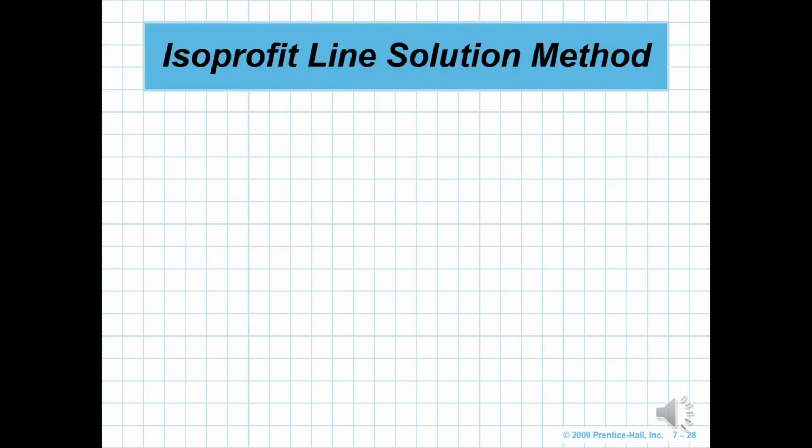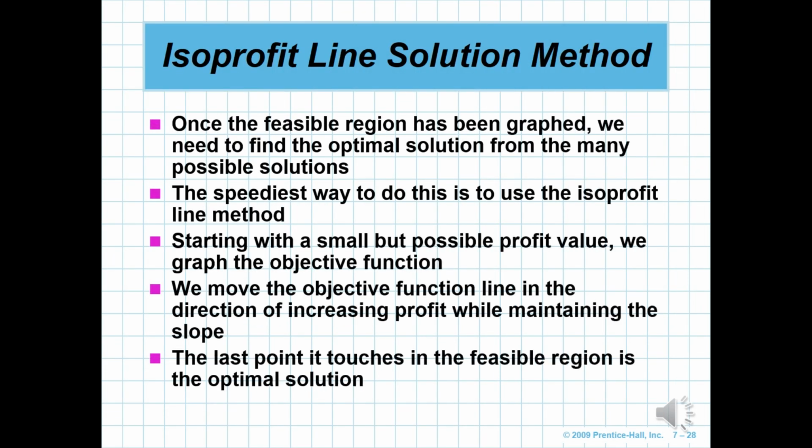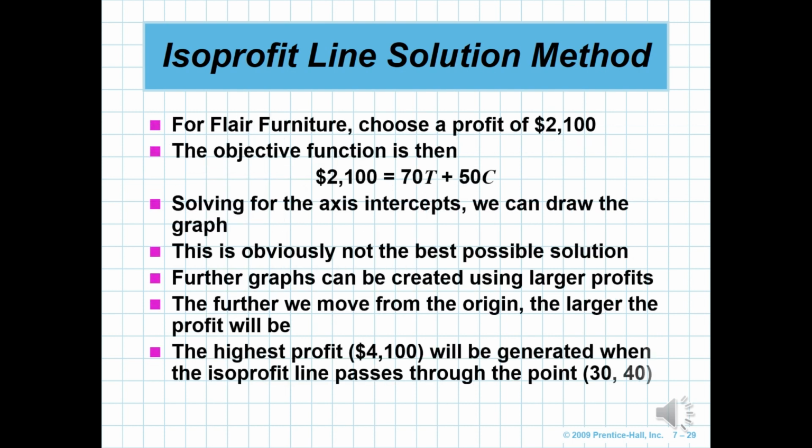The first step is starting with a small but possible profit value. We graph the objective function. Now we assume a small profit, say $2,100. So $2,100 equals 70T plus 50C. This is the equation for the objective function: 70 profit per table and 50 profit per chair.